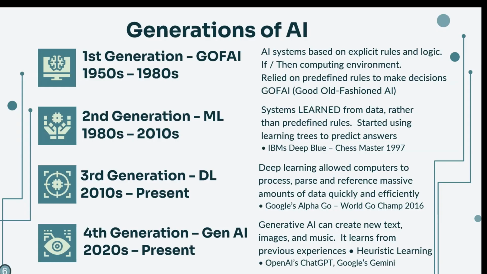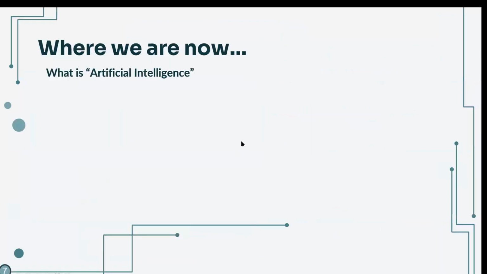AI can create new text, images, music, video, audio, recipes, can translate any language into any other language. It learns from its previous experiences. And this is what makes it very exciting and also terrifying, is the heuristic learning. Every time you interact with it, it learns your patterns, your tastes, your preferences. So it learns from the interaction. That heuristic learning is really the most important part of fourth generation AI.